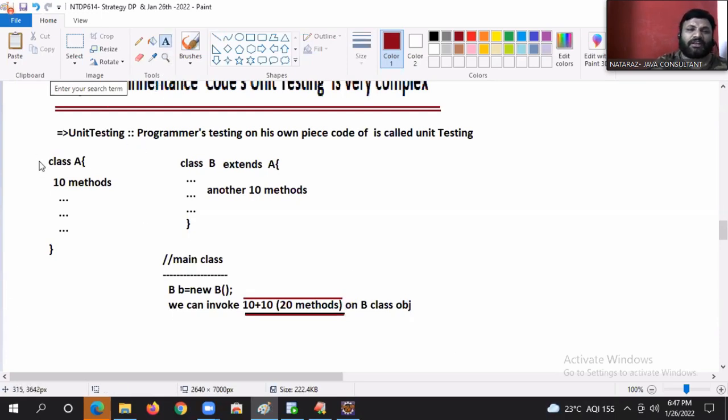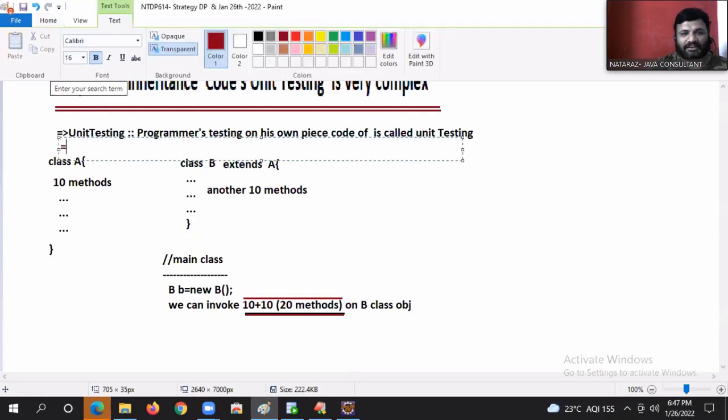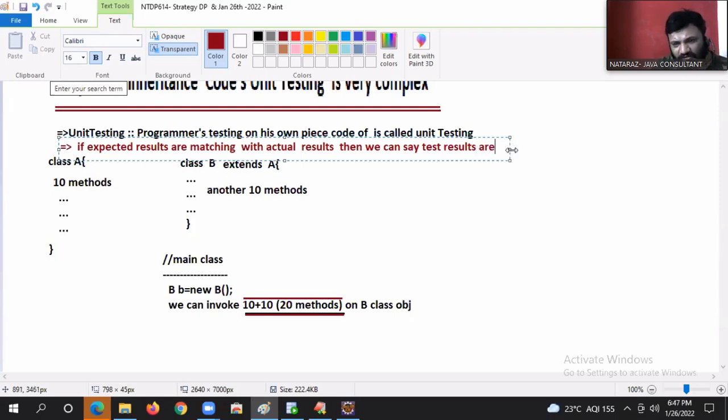Okay. Now tell me, guys, what is unit testing? If expected results are matching with actual results, then we can say, okay, test results are positive. Test results are positive.